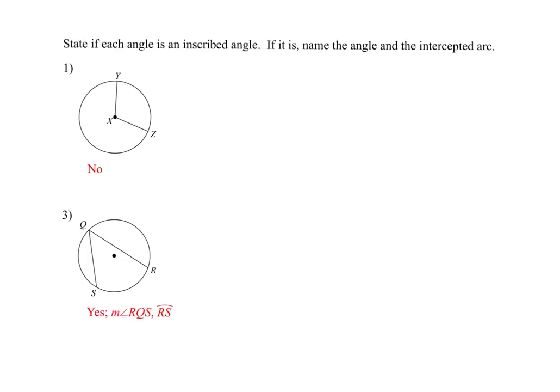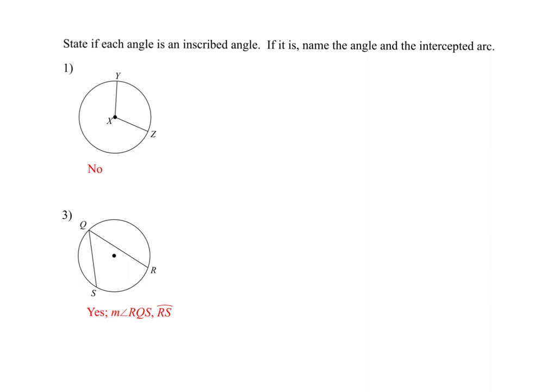Number 1 is not an inscribed angle. Why is it not an inscribed angle? What's the problem? Yeah, where's my vertex? My vertex here is in the center. Where does my vertex need to be for an inscribed angle? On the circle itself for an inscribed angle. Let's look at the difference between that and 3. For 3, my vertex is on the circle.